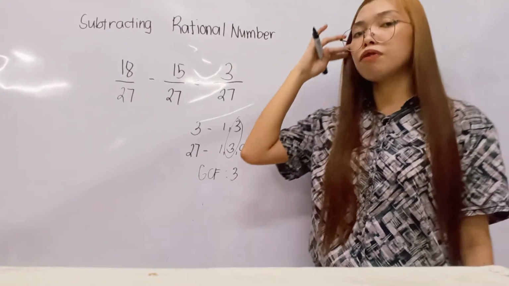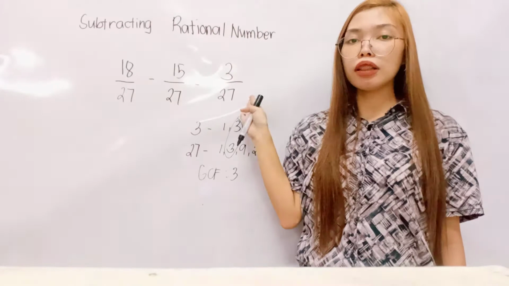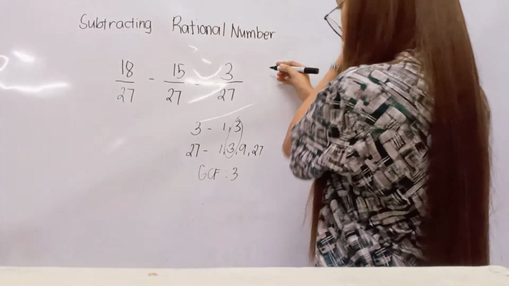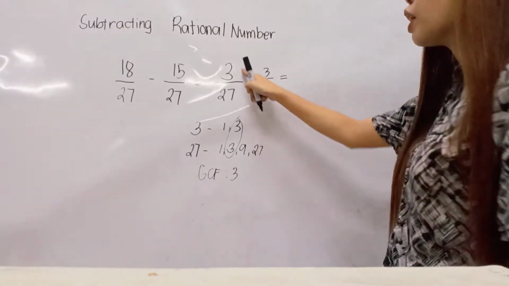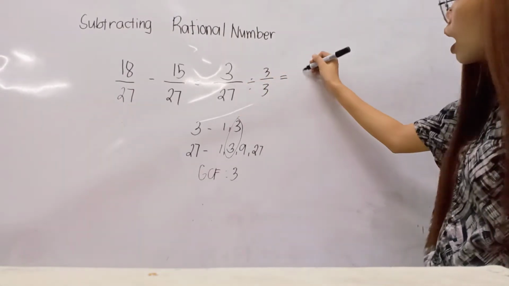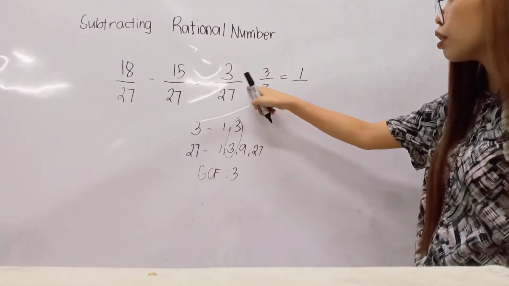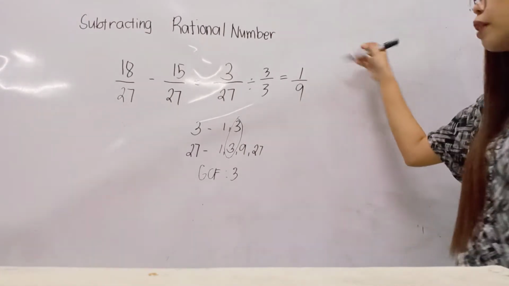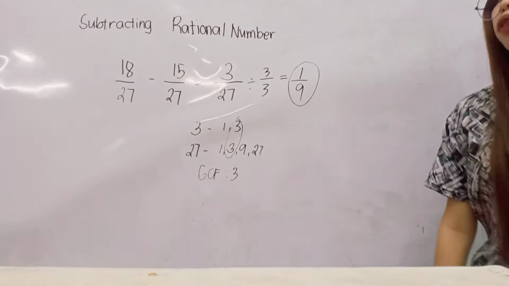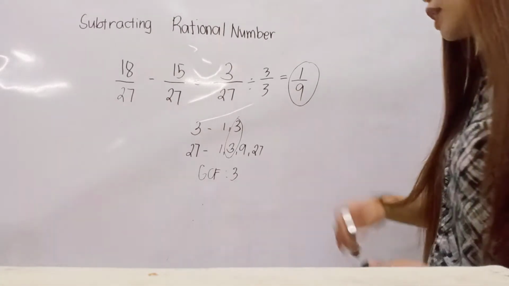Now, we're going to divide both the numerator and denominator by 3. Okay? So, 3 divided by 3, that is 1, over 27 divided by 3, that is 9. Okay? So, your final answer will be 1 over 9, or 1/9.